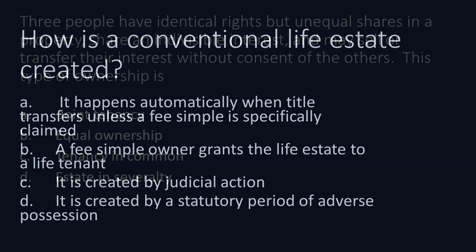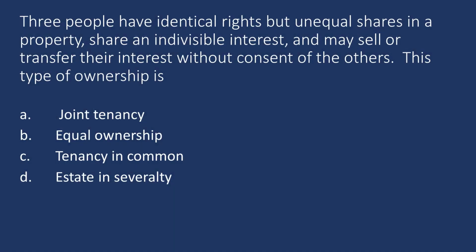Question number 2. 3 people have identical rights, but unequal shares in a property, share an indivisible interest, and may sell or transfer their interest without consent of the others. This type of ownership is A, joint tenancy, B, equal ownership, C, tenancy in common, or D, estate in severalty.